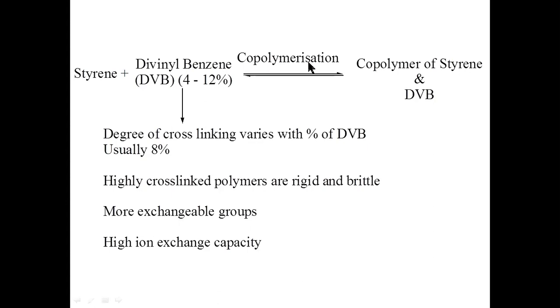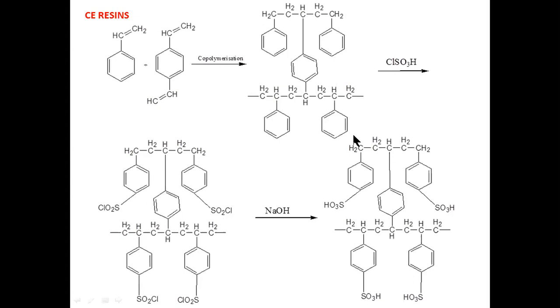If you perform the copolymerization reaction, you will get a copolymer of styrene and divinyl benzene. You look at here, the organic chemical reaction takes place. This is styrene, vinyl benzene. Styrene is also called vinyl benzene. This is divinyl benzene, or 4-ethene vinyl benzene, styrene. 4-ethene styrene is also called divinyl benzene. This will be taken from 4 to 12% mixed with styrene. The copolymerization reaction is performed in order to get a copolymer.